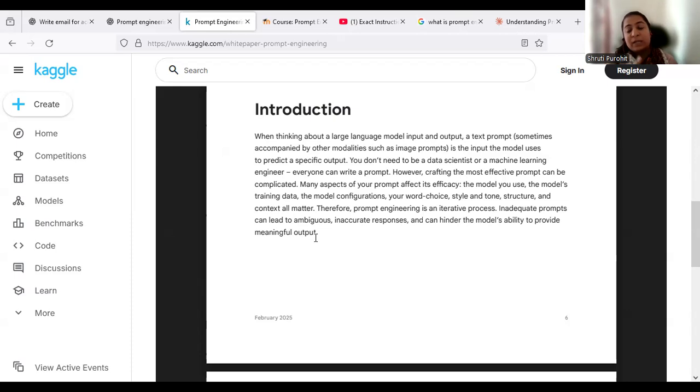So what trained data you use also matters, apart from your prompt. Many aspects affect the efficiency of your prompt. First one is the model you are using. Second one is the training data. Third one is the model configuration, how it's trained, what kind of configuration you're setting. So we will understand what configuration criteria there are to set the model. Okay, your word choices, style, tone.